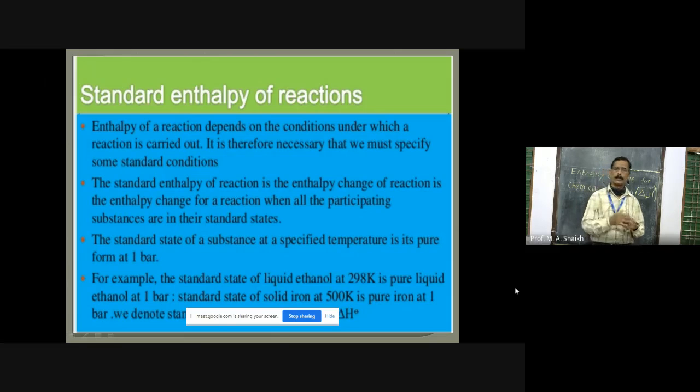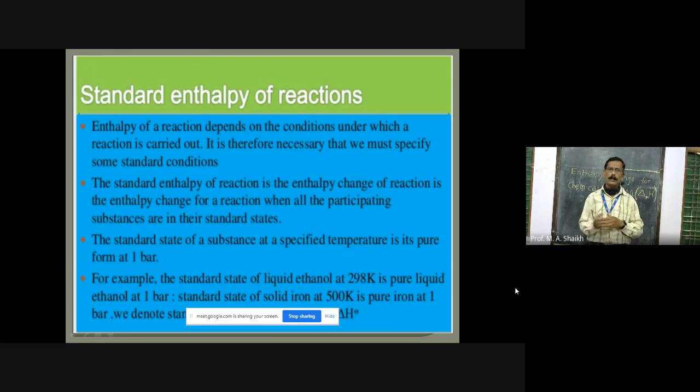Knowing this, we can define the term standard enthalpy of reaction, that is delta HR 0. The definition of delta HR 0 or standard enthalpy of reaction is: standard enthalpy of reaction is the enthalpy change of reaction when the substances participating in the chemical reaction, that is reactants and products, are present in their standard state, and other conditions, that is conditions of temperature and pressure, are also standard conditions.